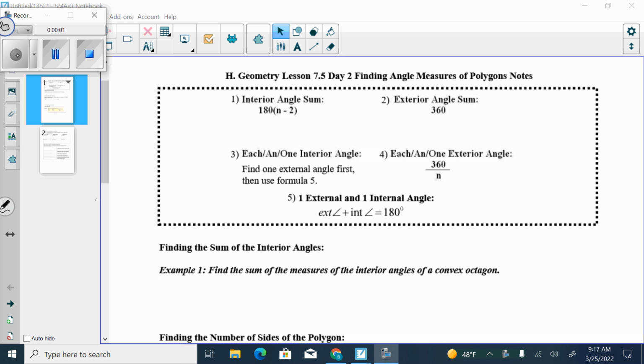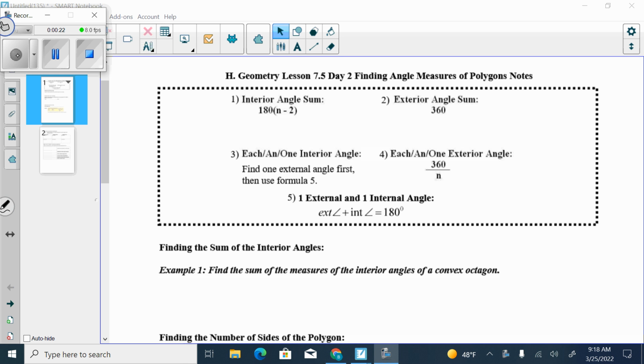On today's lesson that we all picked up off the back table on our way in, it's a little bit of a review for our interior and exterior angles. They're also going to introduce a new rule that will make it easier on you if they ask you to find an interior and an exterior angle, so you don't have to solve completely both formulas.